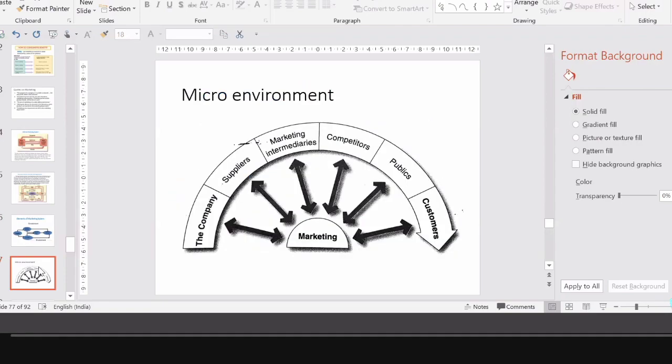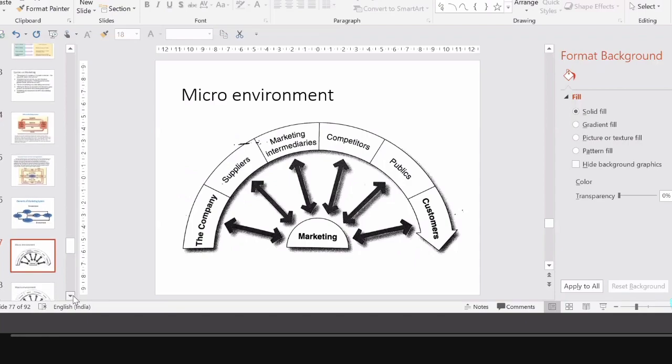You can see this in this particular fashion: the microenvironment, the company, suppliers, marketing intermediaries, competitors, public, and the customers. Right? Public, you can take it as general. That is the environment around us. Okay, the climate or the public is one that we could talk about.